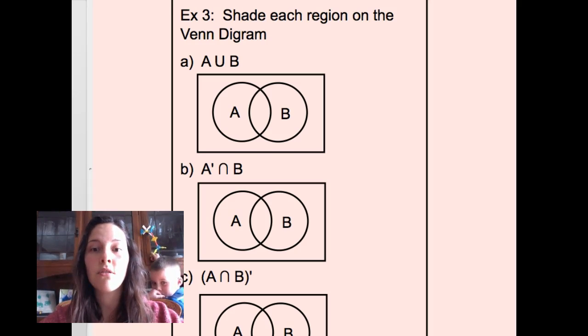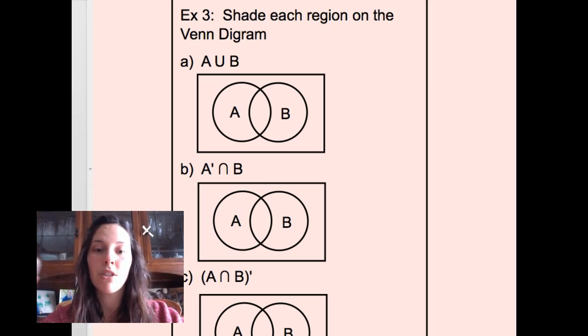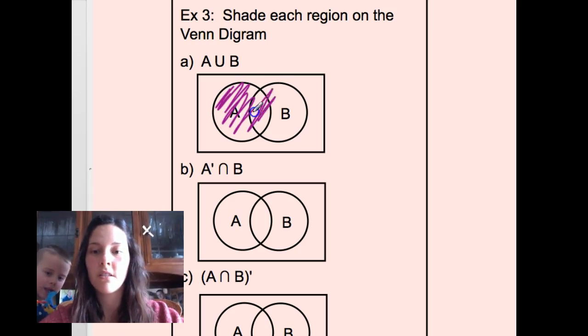All right, so next we're just going to simply shade each region on the Venn diagram. So the first one we're told to shade is A union B. So that would be everything in A and everything in B. So we shade in all of the circle, all of both circles.